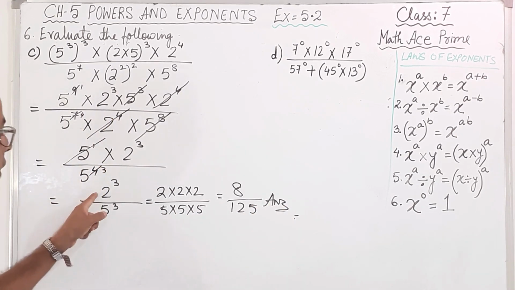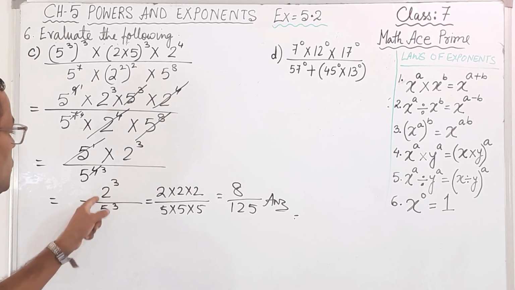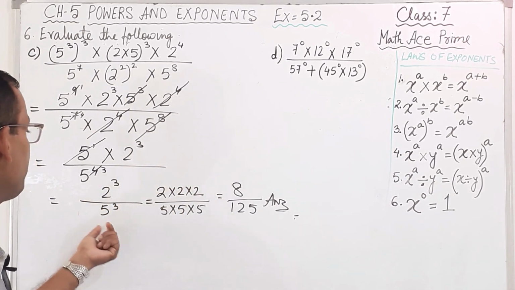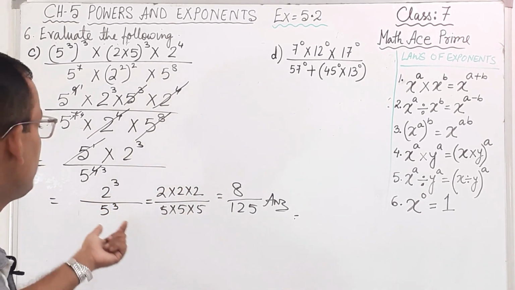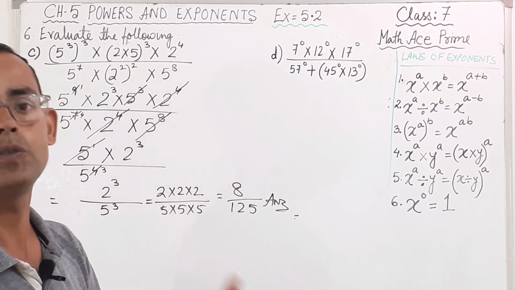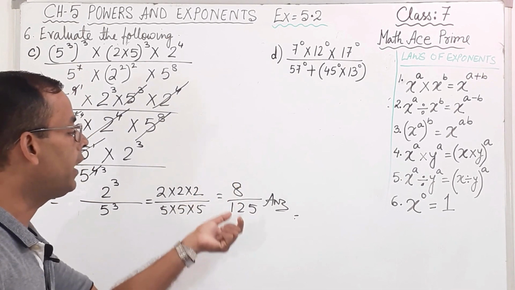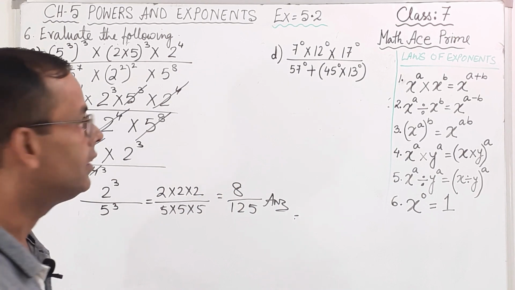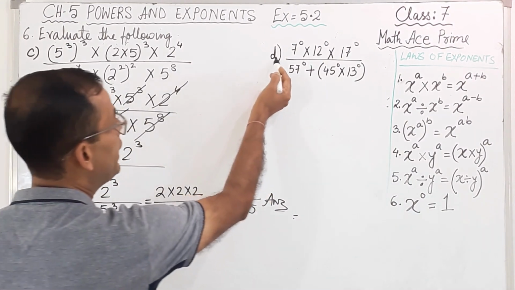You can write from this step directly, you can write here. 2 to the power 3 means what? 8. 5 to the power 3 means 125. 5 into 5, 25, 25 into 5, 125, and 8 by 125 is the answer. Now let us come to question number D.